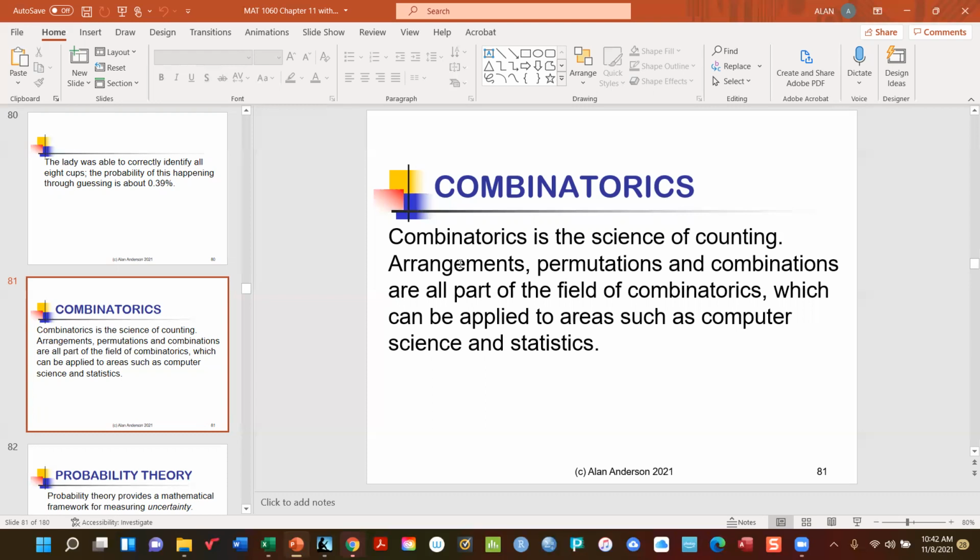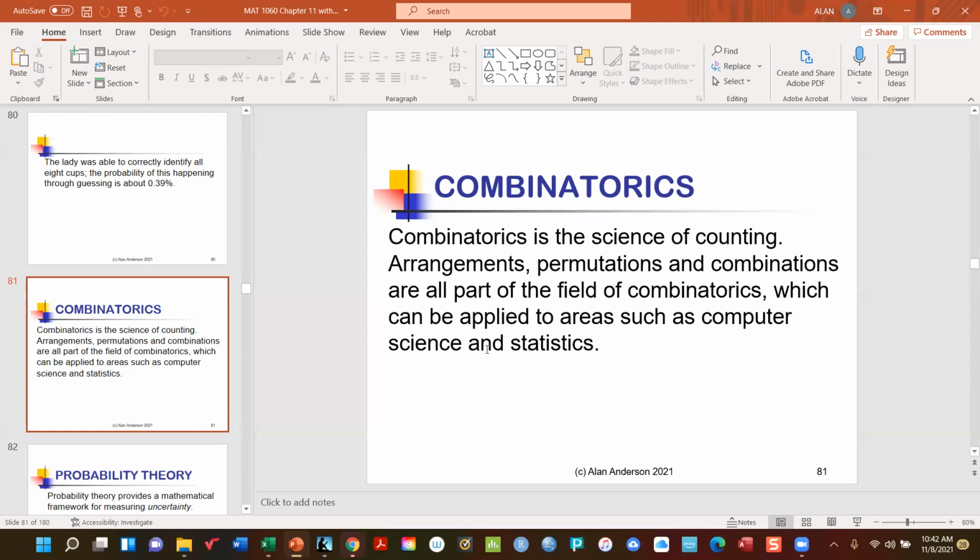By the way, all of this discussion we've had up to this point was part of a field of mathematics called combinatorics, which is basically the science of counting. Arrangements, permutations, combinations are all part of the field of combinatorics. And we see a lot of this in computer science and also in statistics and other applied fields as well, because it can be potentially extremely useful.